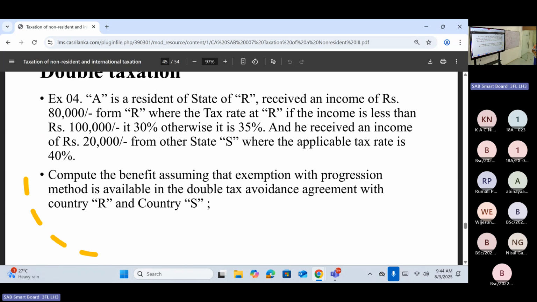Equal or more than. It says less than 100,000 income 30, and 100,000 income 35.